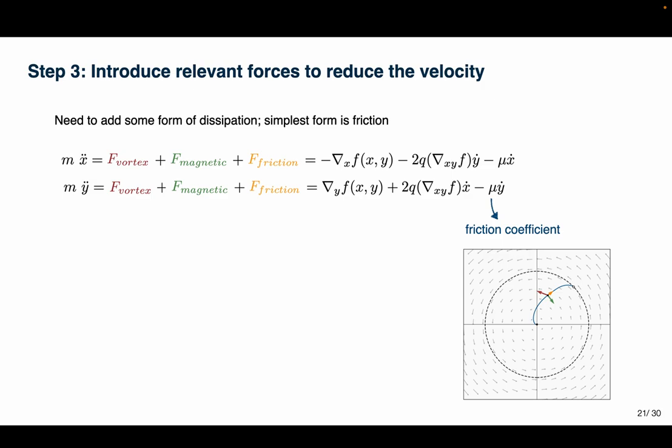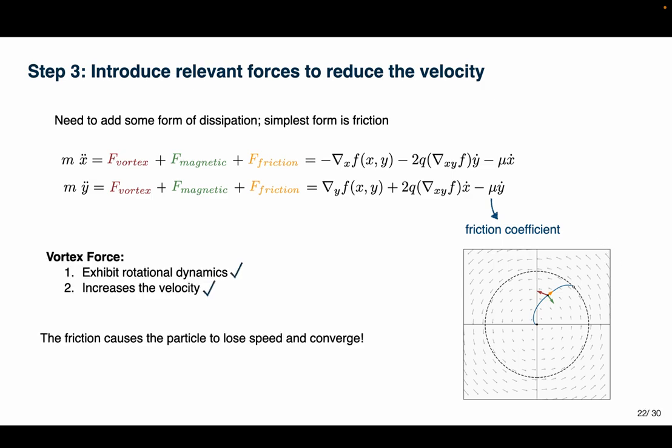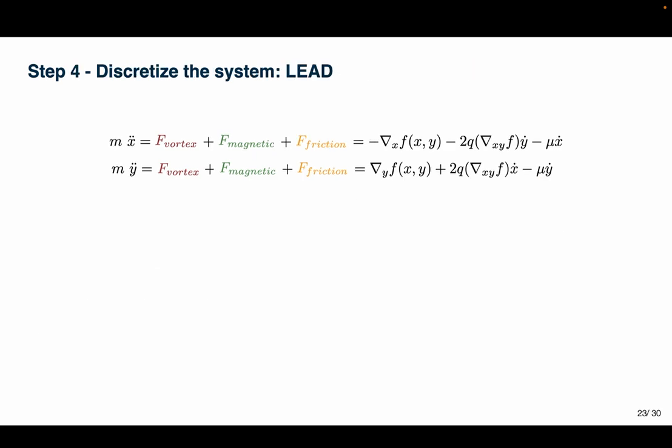And so what we did was we added dissipation in the system, and the simplest form was friction. So we added friction to the system, and we observed that the particle basically converged easily to the equilibrium. So the two aspects of the vortex force, rotational dynamics and the increase of velocity, were both handled by the magnetic force and the friction. And we basically observed convergence. So we basically have all the forces in our system. We have our particle, and applying Newton's second law, we basically have the equation of motion in continuous time.